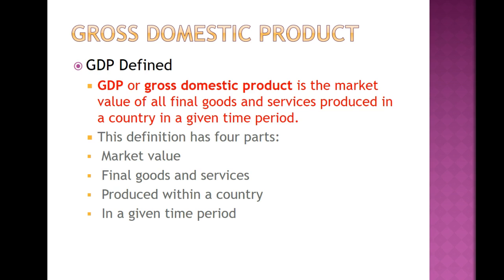But it's important to remember that it's for a given time period. Just like we would look at inflation rates, GDP changes as well. We know that this definition has 4 parts, and we're going to explore those. One is market value, two is the final goods and services, three, it has to be produced within a country, and four, in a given time period. But again, just write down the GDP definition in red for me, please.